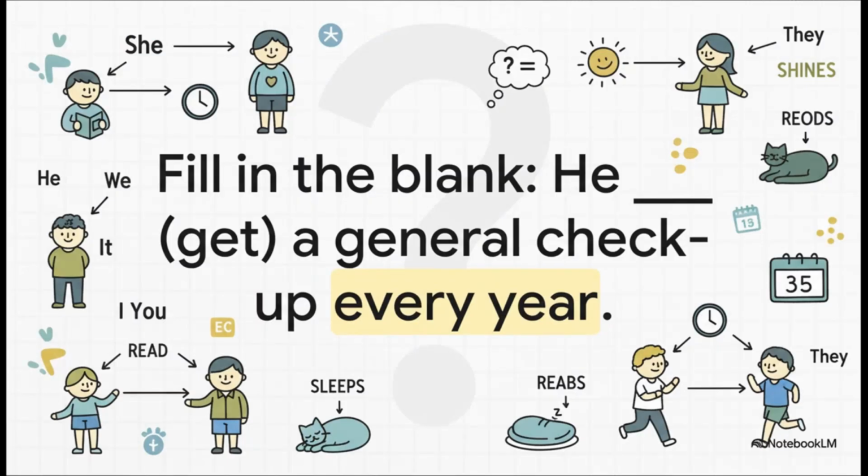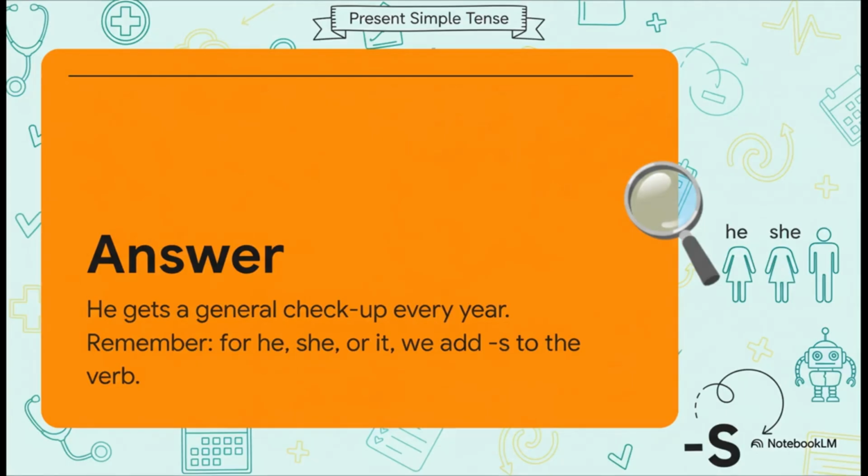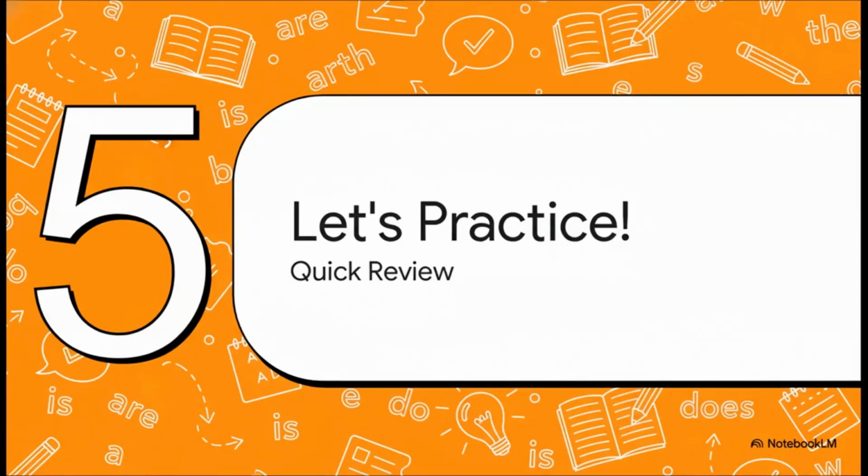Okay, let's put this rule to the test. Here's the sentence. He, blank, get a general checkup every year. Our subject is he. So what's the correct form of the verb get? Pause for a moment and say your answer. The correct answer is gets. He gets a general checkup every year. Just remember that simple rule. For he, she, or it, the verb gets an S. You're doing awesome. All right, you have now seen all the key rules from Unit 3.